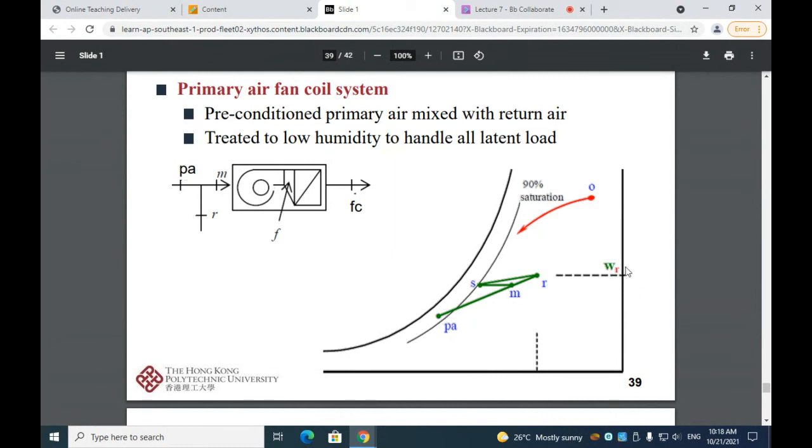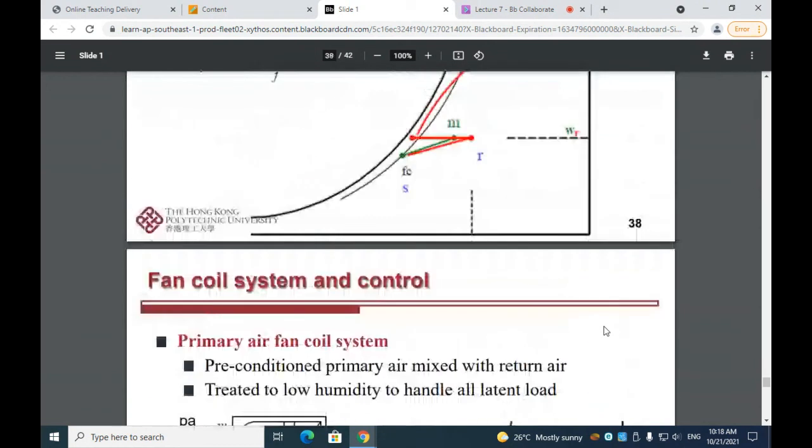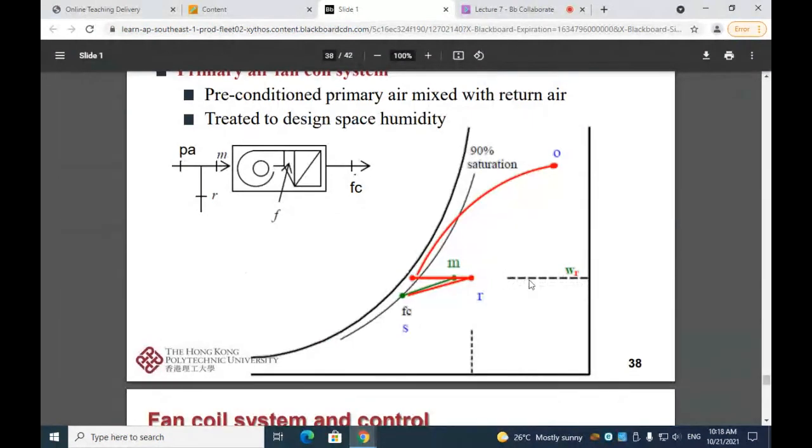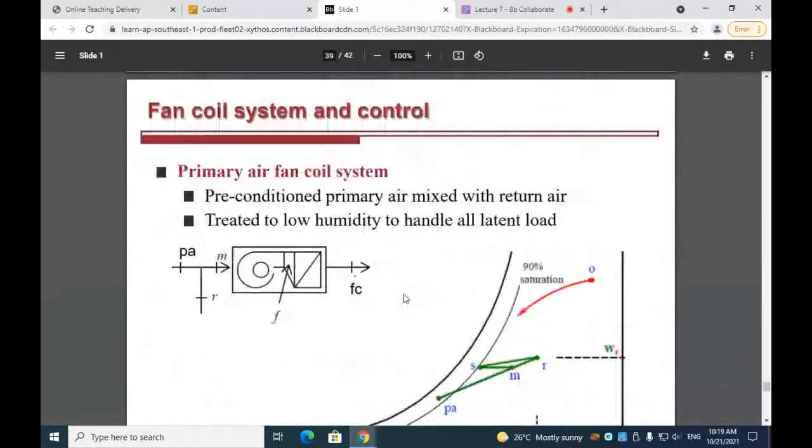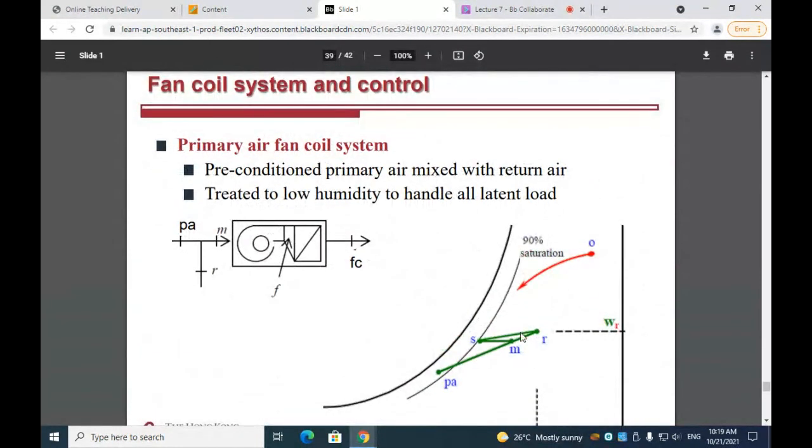So this is our required or design humidity ratio, and we can see that the humidity ratio of the pretreated primary air is very low, whereas here for our required humidity ratio, the primary air is only treated similar to that range. So if this is the case, then the mixed air will go through a wet coil to handle the space latent load. Whereas here, most of the space latent load will actually be handled by the primary air handling unit.